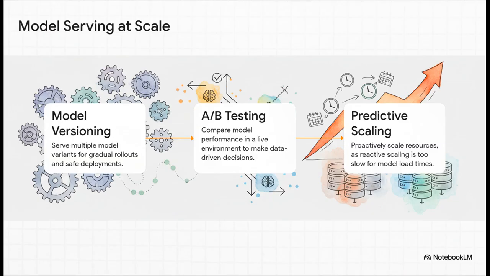Serving a model at scale is also way more complex than just making a prediction. You have to juggle things like model versioning for safe, gradual rollouts. You have to run A/B tests to see which model actually performs better in the wild. And this is a big one, you have to use predictive auto-scaling. Why? Because models can take minutes to load up. So just reacting to a traffic spike is way too slow. You have to see it coming.